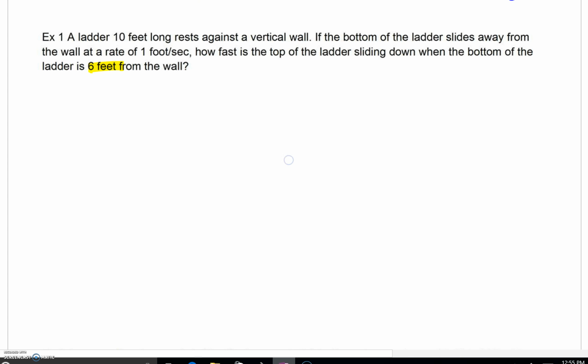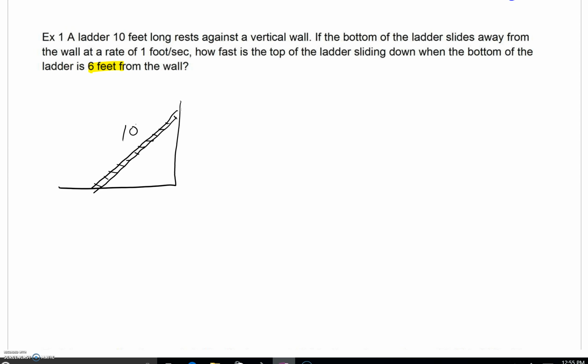Example 1, it says a ladder that's 10 feet long. And by the way, do you think that is changing? No way. This is always 10 feet. And that's another challenge as you're working through these problems. Sometimes, given information, you're going to have to realize that's not changing, that's not varying, it's not a variable. This is fixed at 10.